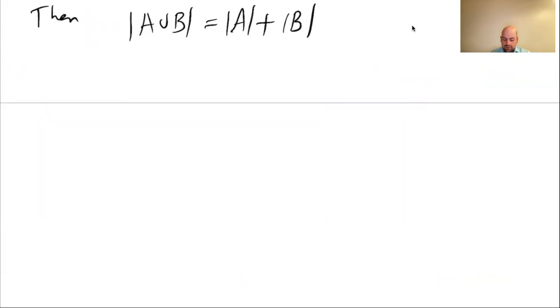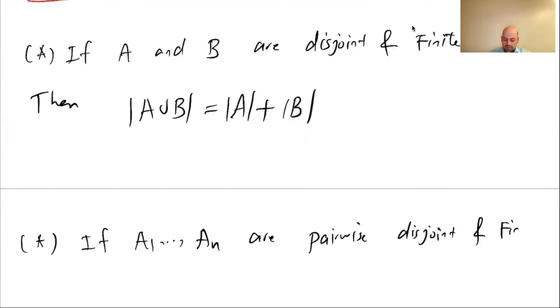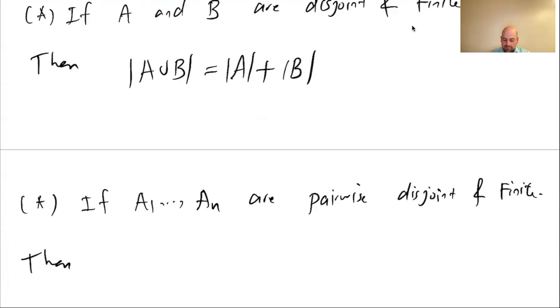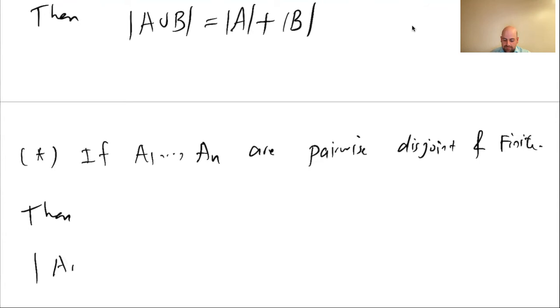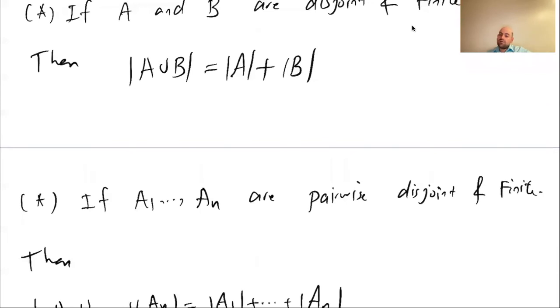Now we have a similar property for pairwise disjoint sets. Similarly, I can say if A1 to AN are pairwise disjoint, and finite of course, then the cardinality of A1 union to AN is equal to the number of elements in A1 plus all the way to the number of elements in AN. So the number of elements in the union is simply the addition of the number of elements, as long as the sets are disjoint, or pairwise disjoint for more than 2 sets.